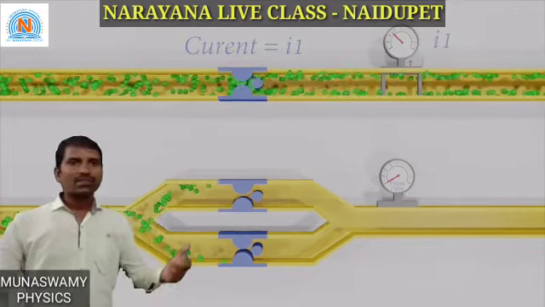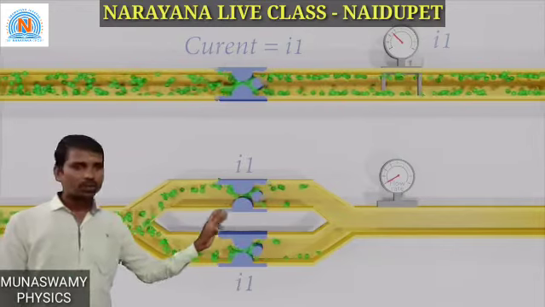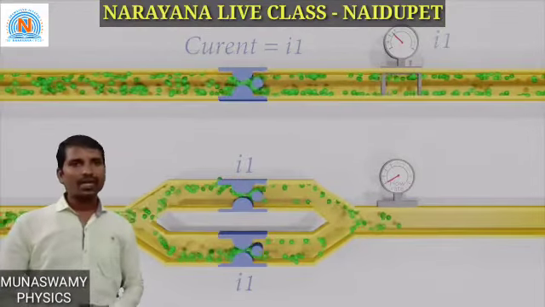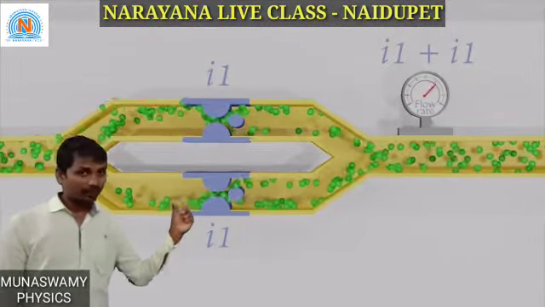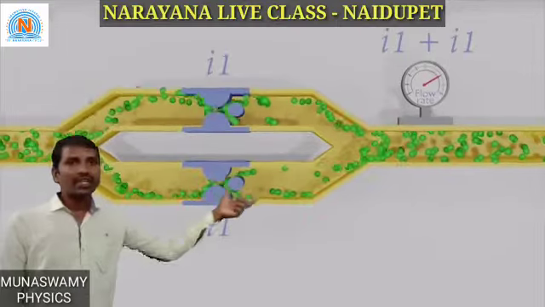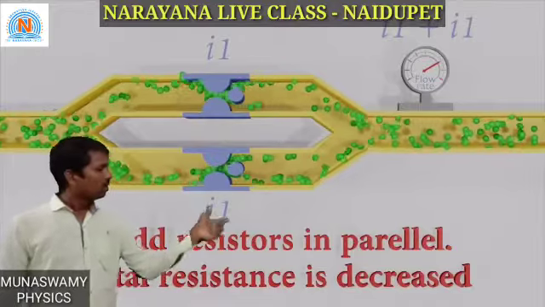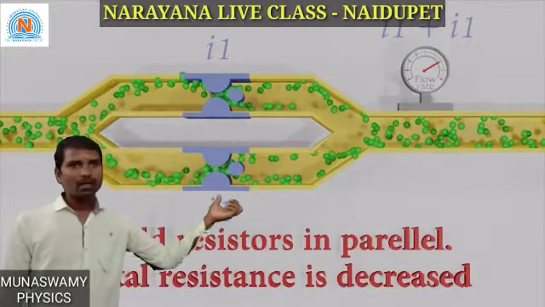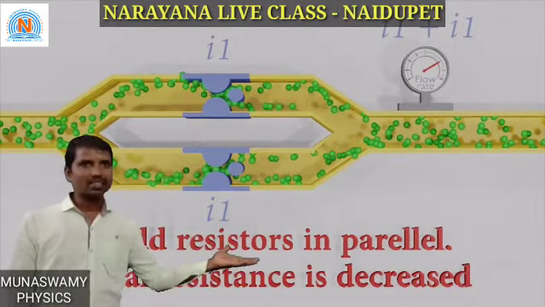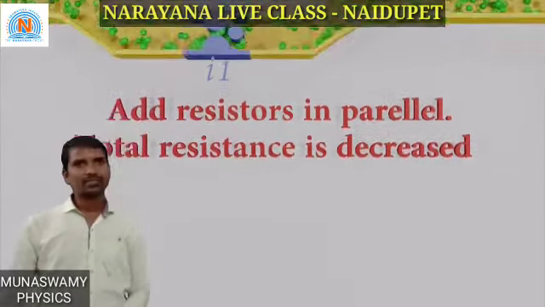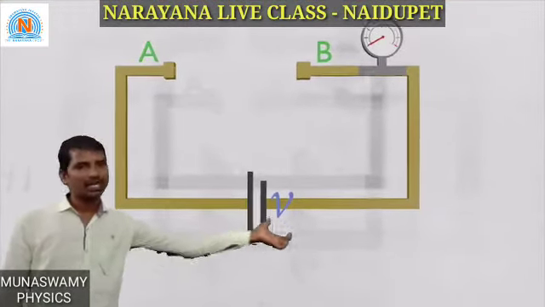Whereas if we connected two resistors in parallel to that conductor, what will happen? Whatever the initial current passing through the conductor, that must be divided into two currents, I1 and I2. So whenever we add resistors in parallel, the total resistance decreases. So the current increases: I is equal to I1 plus I2.